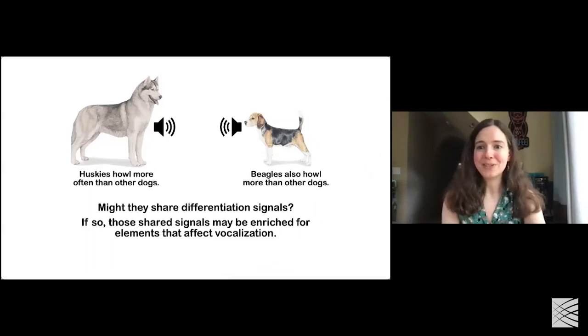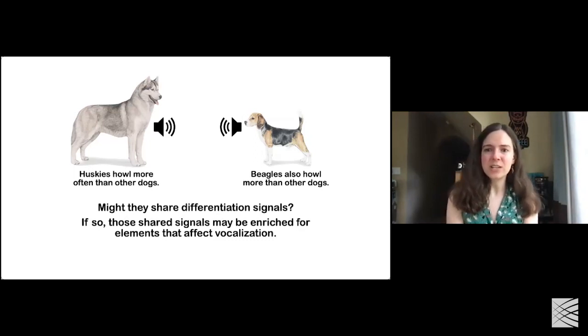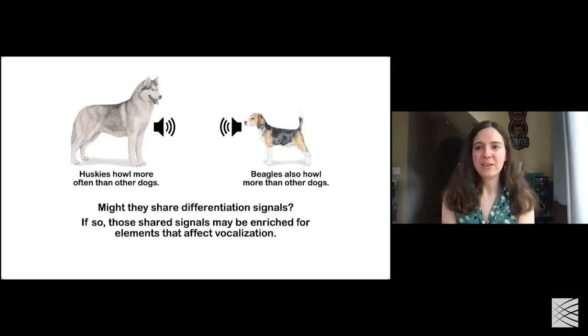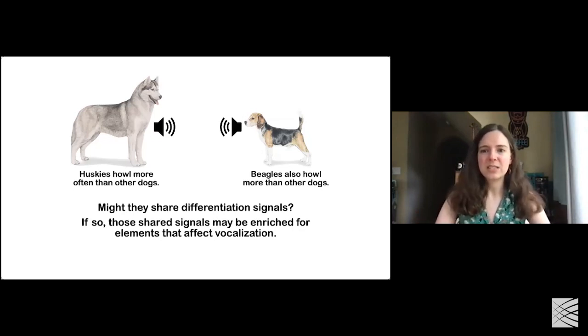Well, my first naive approach was to combine differentiation signals for breeds that share traits in common. So we know that both Siberian Huskies and Beagles howl more than other dogs. This is a Siberian Husky. They're very chatty. And this is a beagle, and they have a very iconic woo-woo bark or howl. And the question is, do these breeds, although they're very different and probably have different selective histories, share signals in their genomes? And if so, then maybe those shared signals can narrow down for us what genetic elements affect vocalization.